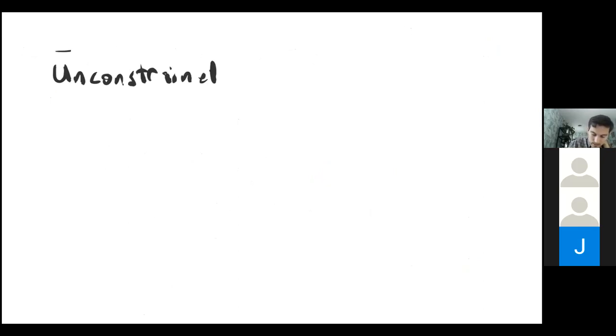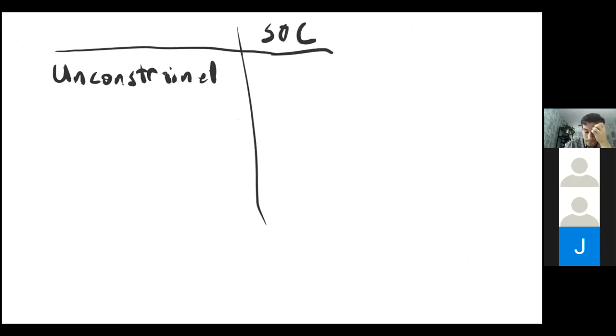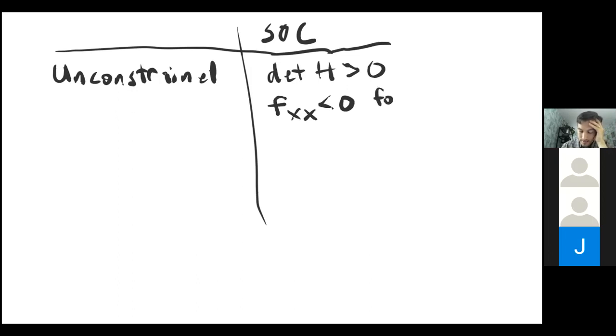The second order conditions are what? The determinant of the Hessian should be positive, negative, what should it be? The answer is positive, right? And f_xx should be negative for a max, and positive for a min. Isn't that right?